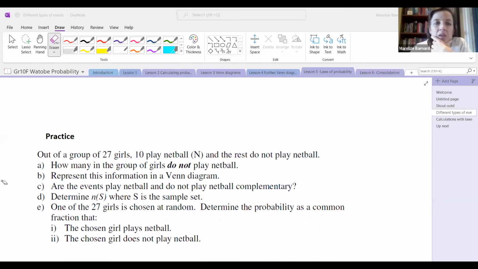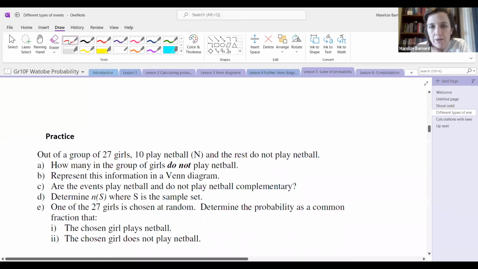Okay, let's see. Out of a group of 27 girls, 10 play netball and the rest do not play netball. If out of 27 girls, 10 play netball, how many do not play netball? Please pop it in the chat if you know. There we go. You see, we just added together 17. So 10 play netball, 17 do not play netball.